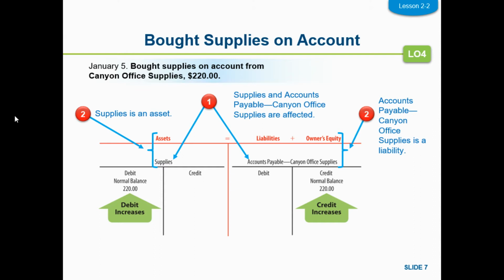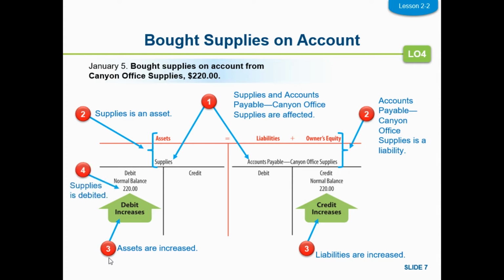Okay, so continuing on, bought supplies on account. We said supplies is an asset, accounts payable is a liability, and assets are increased with a debit. Liabilities are increased with a credit, because they're on the right side of the accounting equation. Everything on the right side of the equation, the increased side, is the credit side. Of course, everything on the left side is the debit side.